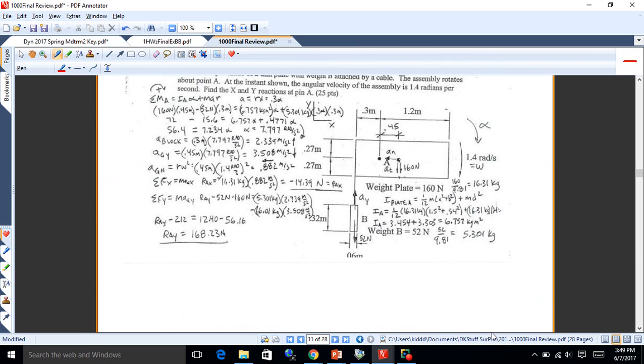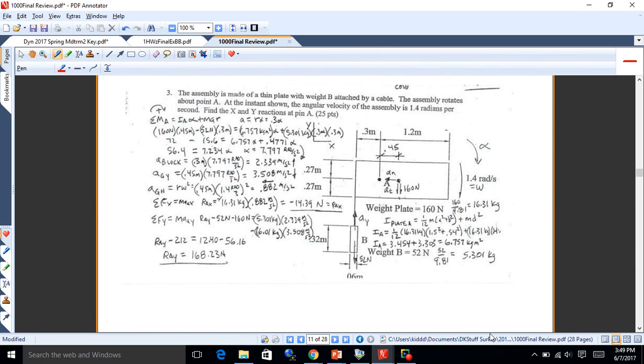Okay, this thing here, we're rotating about, let's see, assembly rotates about point A. At the instant shown, I give you the angular velocity. Find the X and Y reactions at pin A. That's a rotational problem, okay? So that's fixed axis rotation, okay? That's what that is.